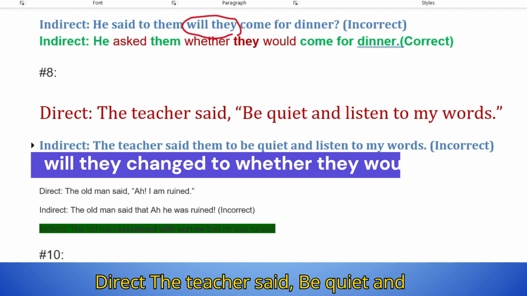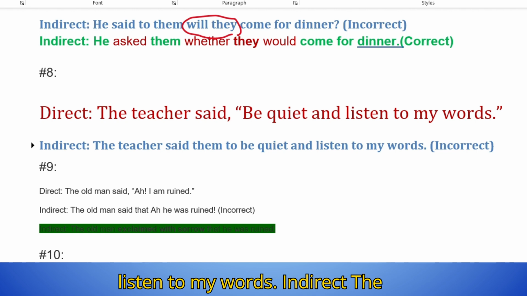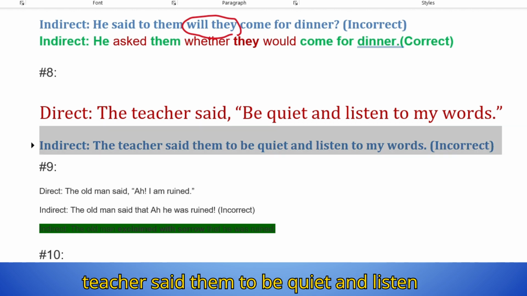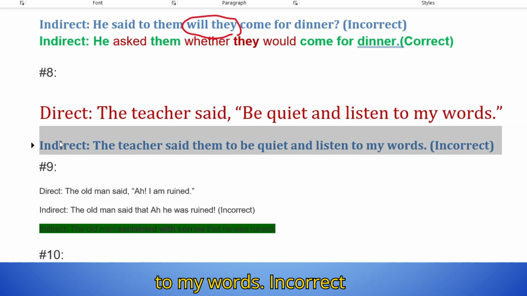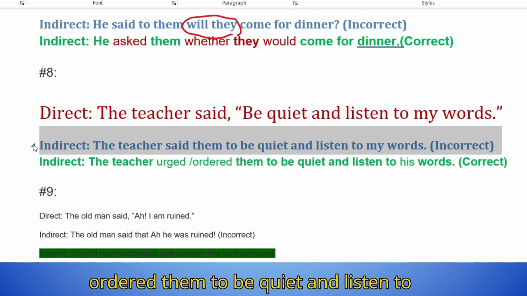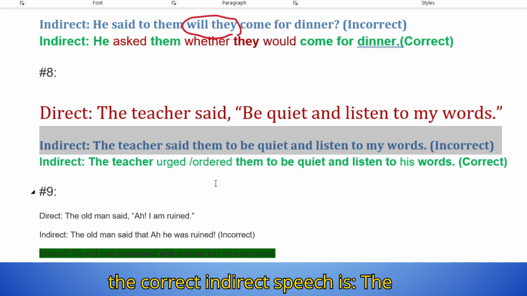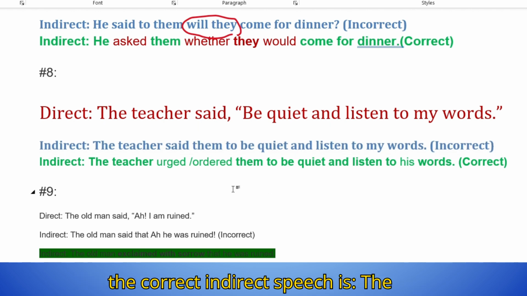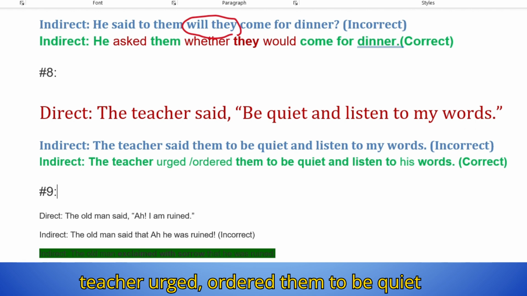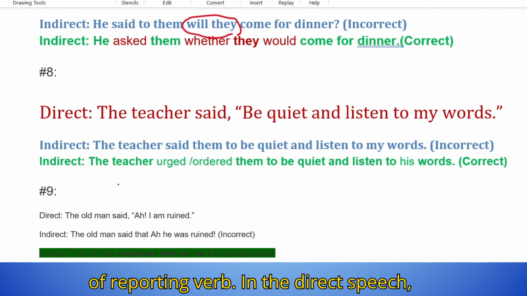8. Direct: The teacher said, "Be quiet and listen to my words." Indirect: The teacher said them to be quiet and listen to my words. Incorrect. Write the correct sentence. The correct sentence is: The teacher urged (ordered) them to be quiet and listen to his words. Here's the explanation. One: choice of reporting verb.